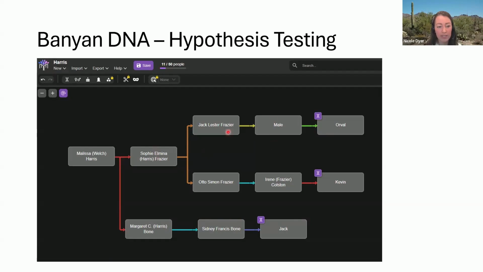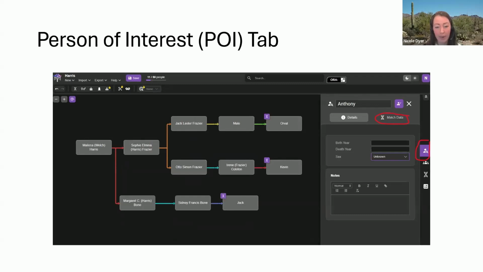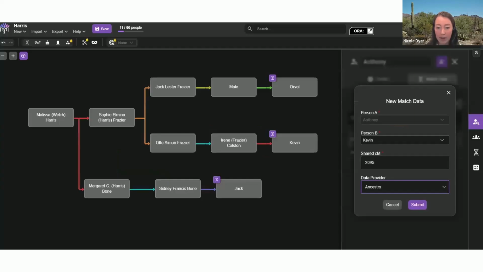So I put in Orville as a descendant of Sophie and Kevin. Then I put in Jack, my test taker, as a descendant of Melissa Harris. Then I put in the amounts of shared DNA between all of these people. And then I wanted to go ahead and add my hypothesis, which is that I want to find out where Anthony belongs in this tree. In Banyan, you click on the Person of Interest tab, and then you put in the match data. So I'm going to click that tab, and then I'm going to put in how much DNA I know Anthony and Kevin share based on the Shared Matches Pro Tools tab, and it's 2,095. And then I'm going to put that in for how much he also shares with Orville and with Jack.